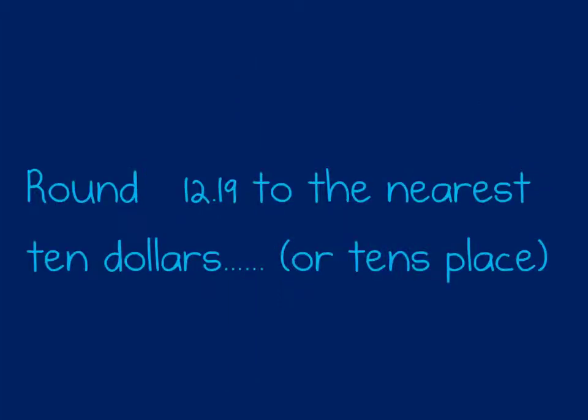Now we're going to round 12.19, or we're going to think about it as money, $12.19 to the nearest $10. This will be the tens place. So we need to look at the one to the right of it, and it's a 2. 4 or less, let it rest. So to the nearest $10, you would round to $10.